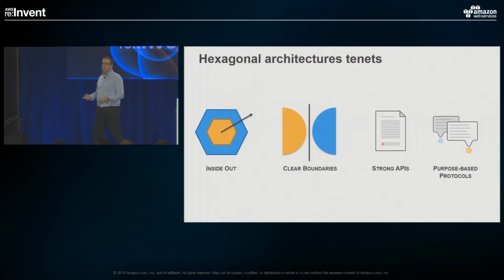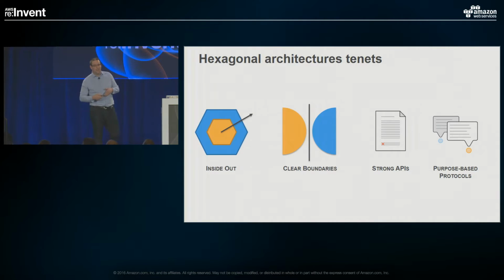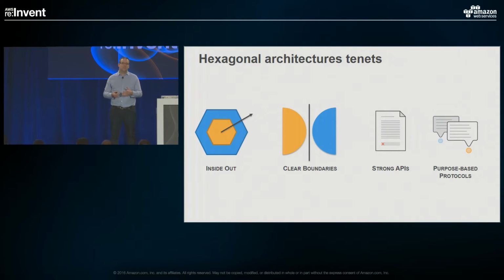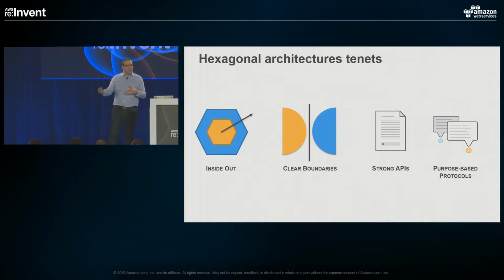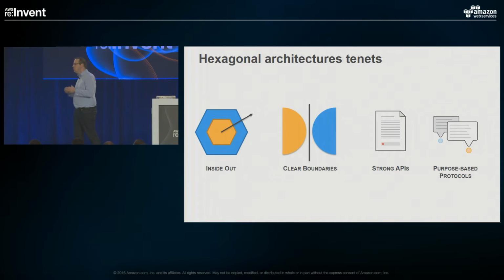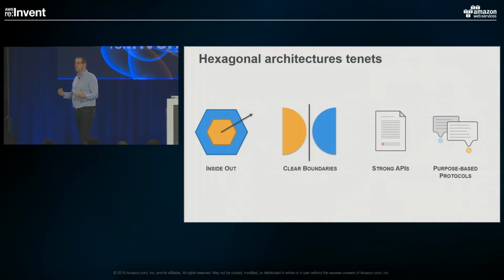Hexagonal architecture was presented, and the term was coined, by Alistair Cockburn, one of the writers of the Agile Manifesto. It's also named ports and adapters. It's an architecture pattern within your application where you basically want to invert the design of your application. You want to build your application from the inside out.